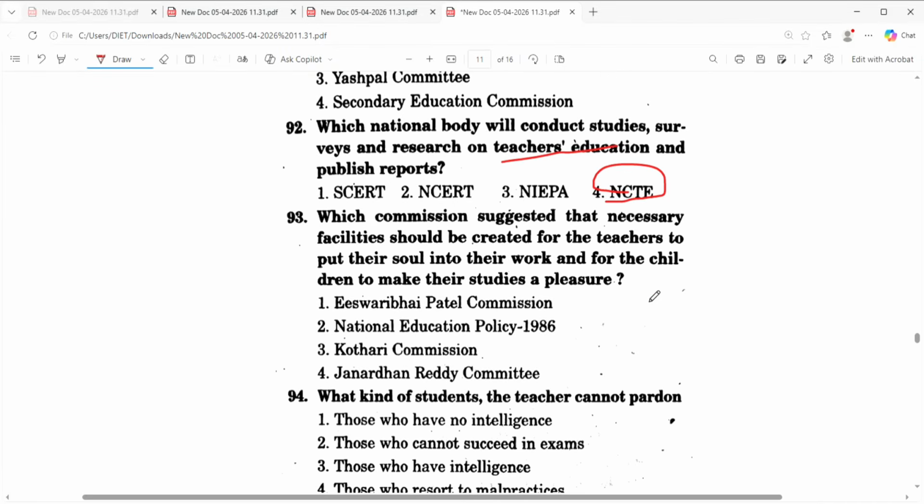Which commission suggested that the necessary atmosphere should be created for teachers to put their soul into the work and for the children to make studies a pleasure? The answer happens to be the Ishwari Bai Patel Commission, which proposed SUPW.